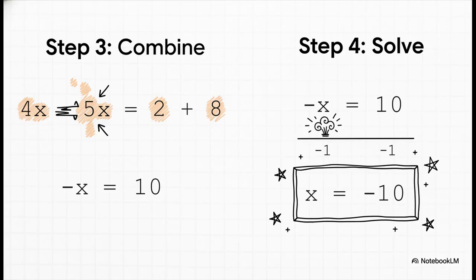We are so close. Time for step 3, combine our like terms. On the left side, what's 4x minus 5x? Well, 4 minus 5 is negative 1, so that's negative x. And on the right side, what's 2 plus 8? That's 10. So our super simple equation is now negative x equals 10. Now wait, we're not quite done. We want to know what positive x is, not negative x. So we just have to flip the sign on both sides. If negative x is 10, then positive x must be negative 10. We did it. We found the secret value of x.